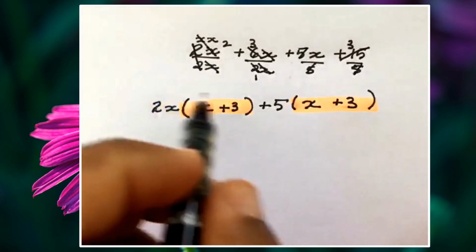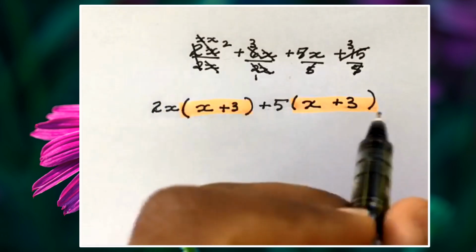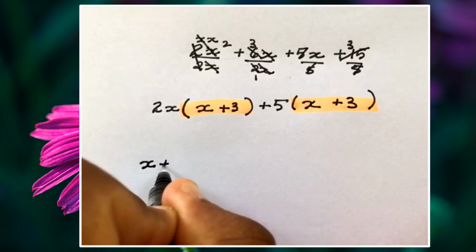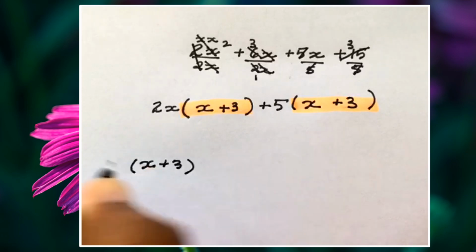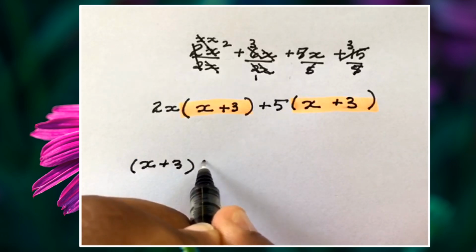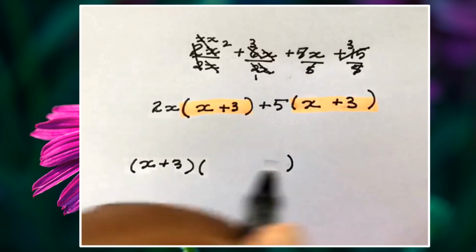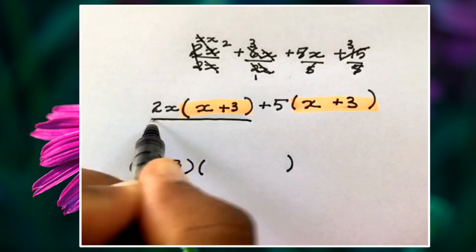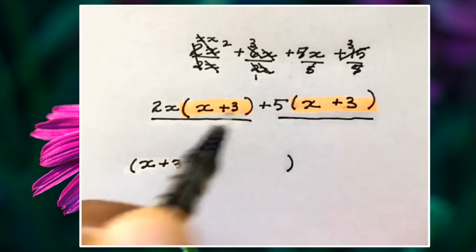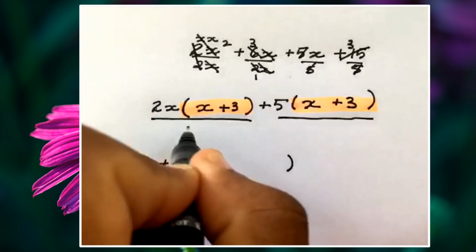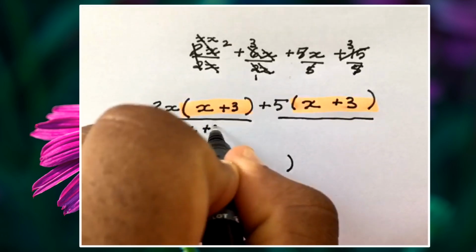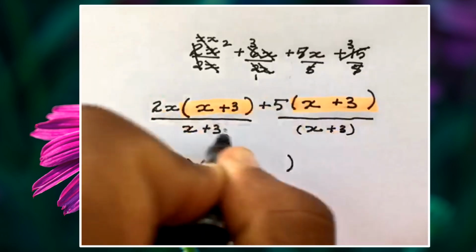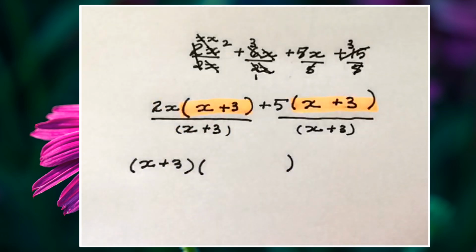Just like last time, I'm going to pull out what is common, and this time I'm pulling out the brackets. So I'm going to have x plus 3, and I'm going to open up a new bracket now. And remember what goes inside the brackets? The answer we get when we divide all the terms by the HCF. The HCF this time is a bracket. So I'm going to put the entire bracket here and here. And then I can reduce.